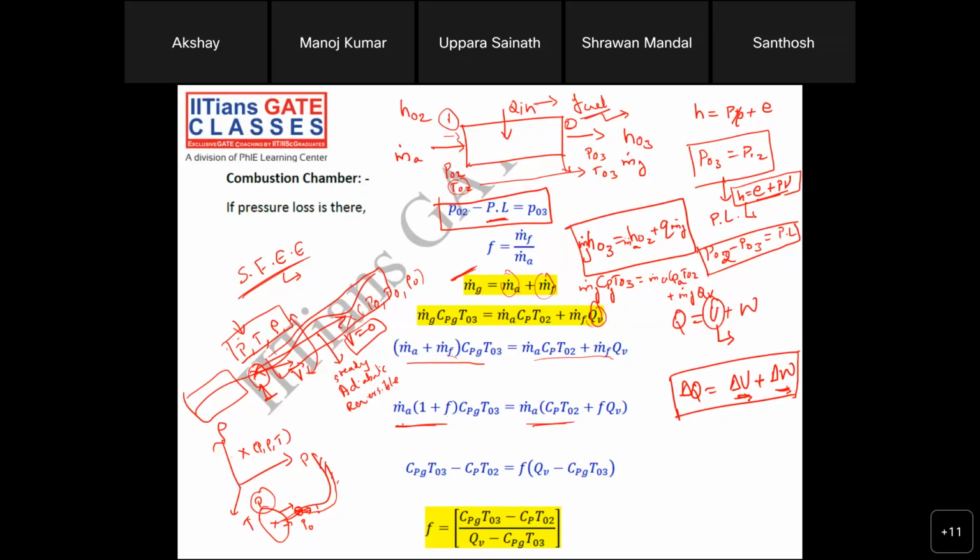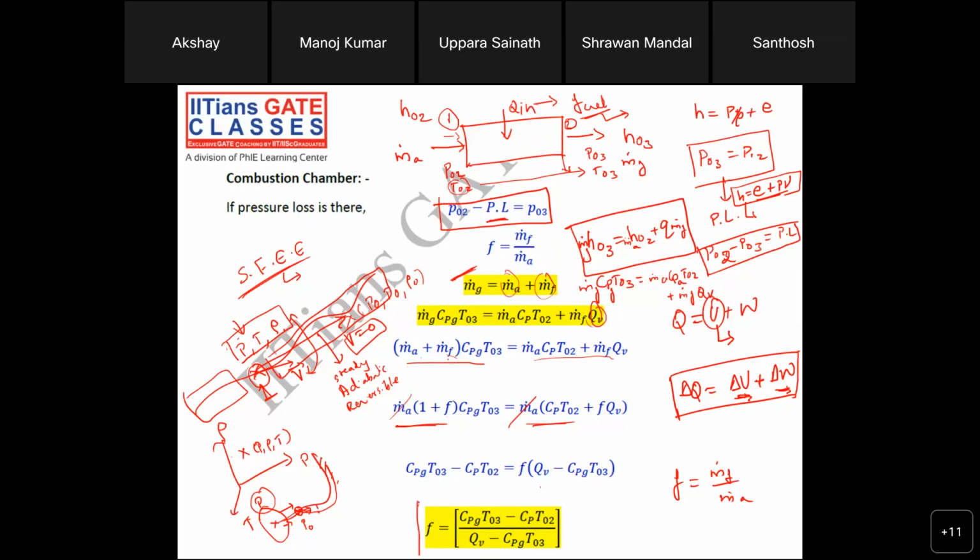I am defining one more new quantity F, that is nothing but mass flow rate of fuel by mass flow rate of air. I am taking the mass flow rate of air outside from this equation so that it becomes 1 plus F, right? Now I can cancel out the mass flow rate of air from both sides because I am segregating. Whatever remains, I am writing in terms of F.